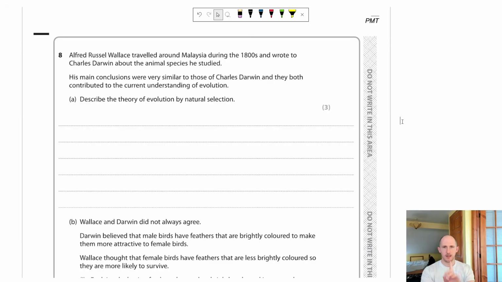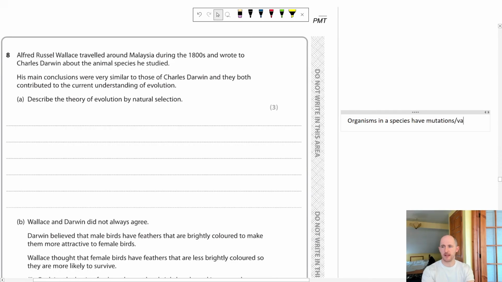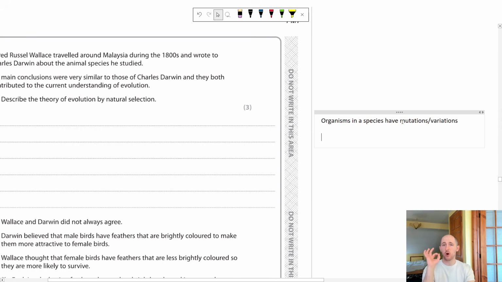So, really core idea is that organisms in a species have mutations or variations. That is a core concept of natural selection or the theory of evolution. It's a core concept. Then, a new selection pressure emerges. So it could be that the temperature of the globe changes, the amount of prey changes, the amount of food changes, whatever it may be, the amount of space, a new predator, whatever.